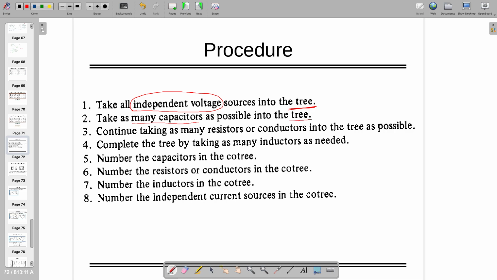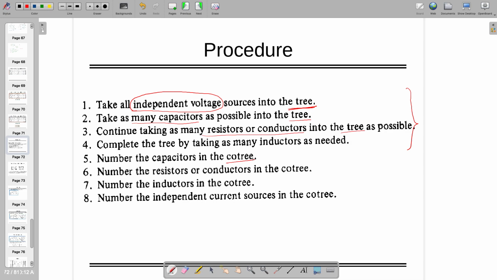Capacitors have to be on the tree, then resistors, inductors. So as many resistors, capacitors, inductors, or voltage sources as you can keep on the tree, that's the best thing. And thereafter number the capacitors on the cotree. We know what a cotree is, all the chords are actually the cotree, right?